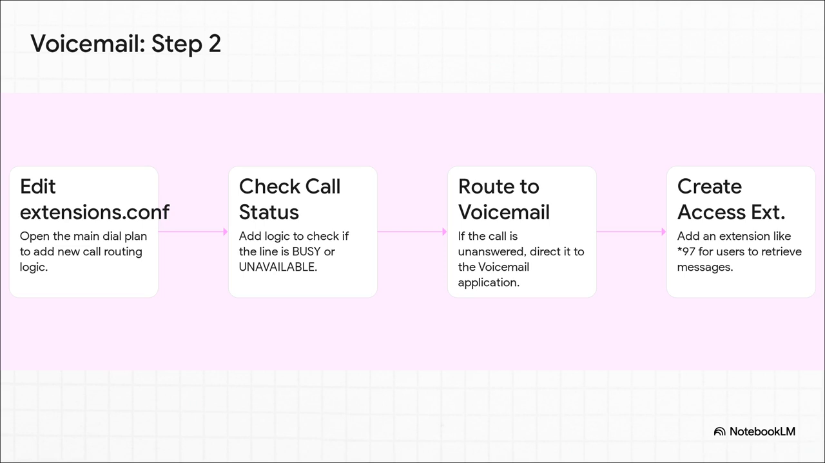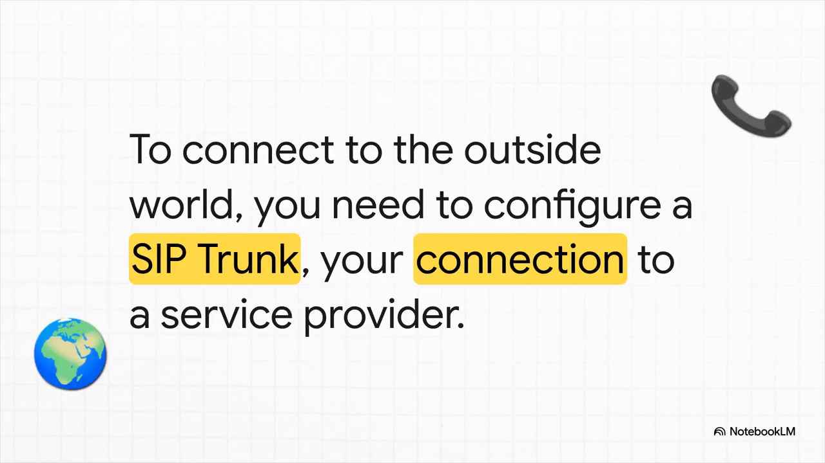Now you have to go into a totally different file called extensions.conf. This is the dial plan. It's like the master rulebook for every call. In here, you have to write the actual logic that says, hey, if a call comes in for this extension and it's busy, or if they don't answer, then you should send that call over to the voicemail box we just made. Oh, and you also have to create a brand new extension, like *97, just so the user has a way to dial in and check their messages. You feeling the complexity build up here?